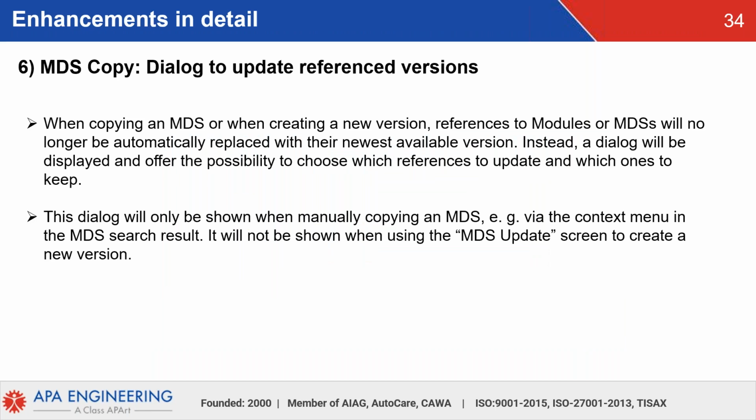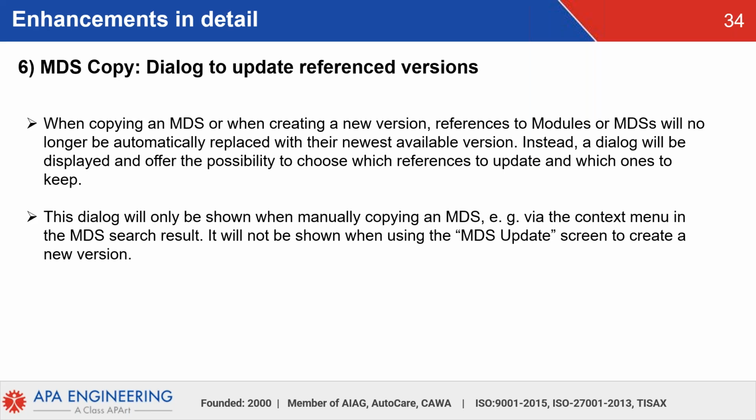The next thing is the MDS copy dialog to update reference version. For example, if you are copying MDS data or creating a new version of MDS data, once you make a new version, all the subcomponents used under that particular MDS get automatically updated to their latest available version. That is the behavior before the 14.3 release. Once after 14.3 release, instead of automatically updating the data used inside the MDS to the latest available version, a dialog box will pop up, and that dialog box will give you the option to choose which reference you need to update and which one you need to keep. That is an option which is going to be provided after this 14.3 release.